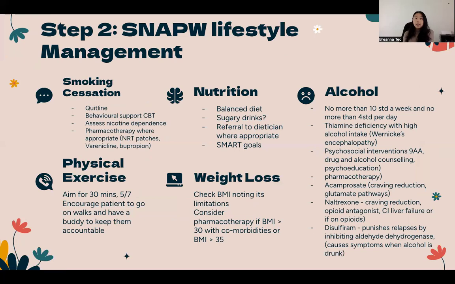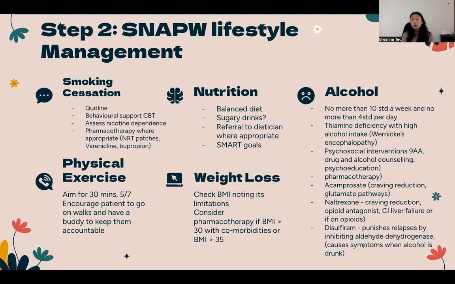Perfect. All right. What we might move on to now then is SNAP-W or lifestyle management. These are things that we can advise most patients of in that first section of our management plan, our non-pharmacological management plan. S stands for smoking cessation. So we always ask, are you a current smoker, or have you ever smoked? And if they have smoked, we ask how much. And then, have you ever thought about quitting?